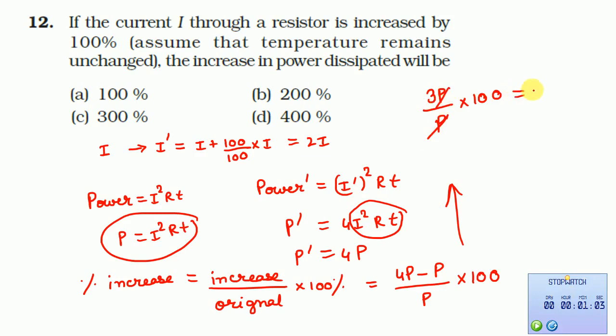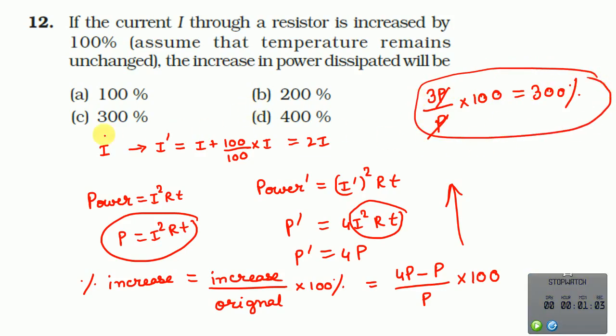So we get 300%. 300% is the correct answer, so option C is correct. Is it clear? This is the way you have to calculate. You should know the percentage increase formula: increase by original into 100. Similarly, percentage decrease is decrease by original into 100%.